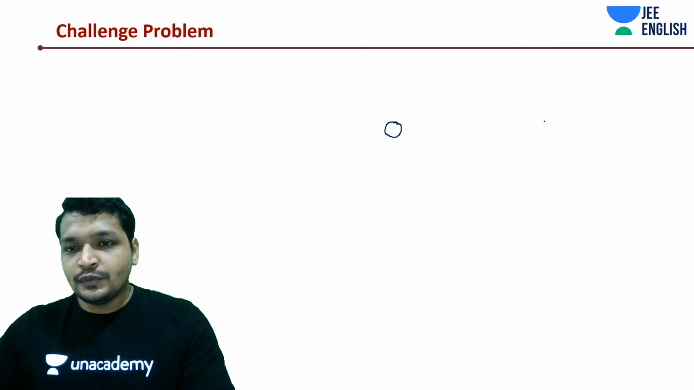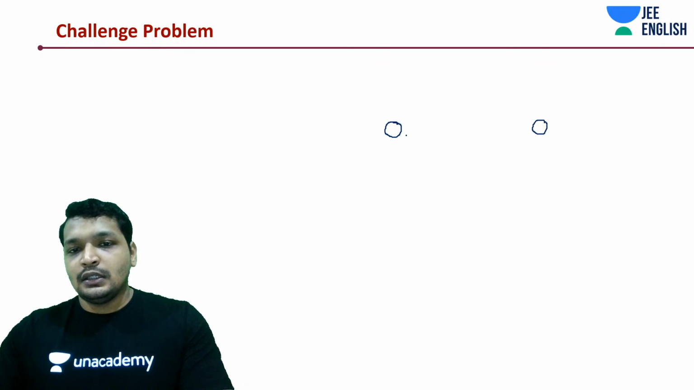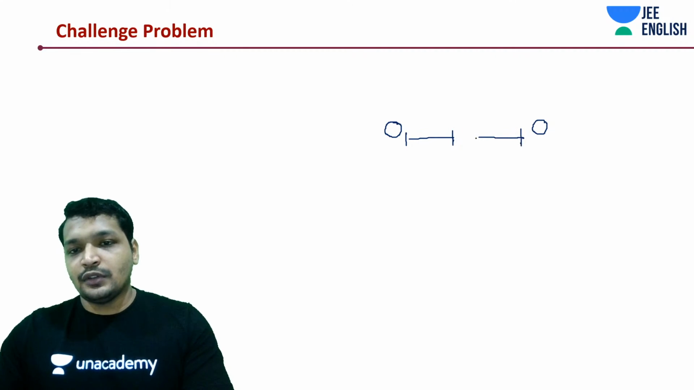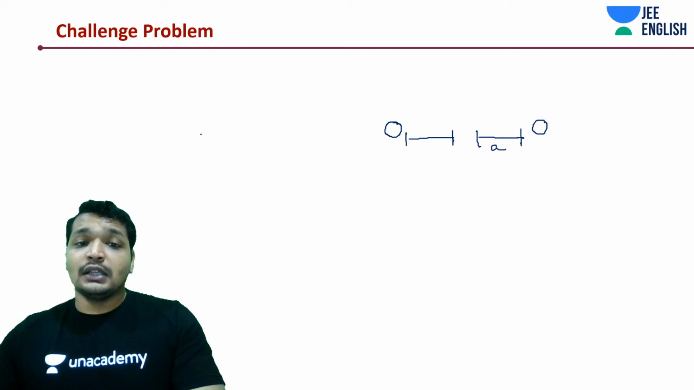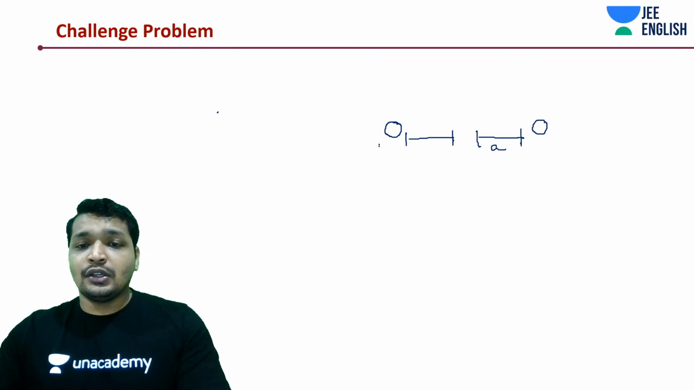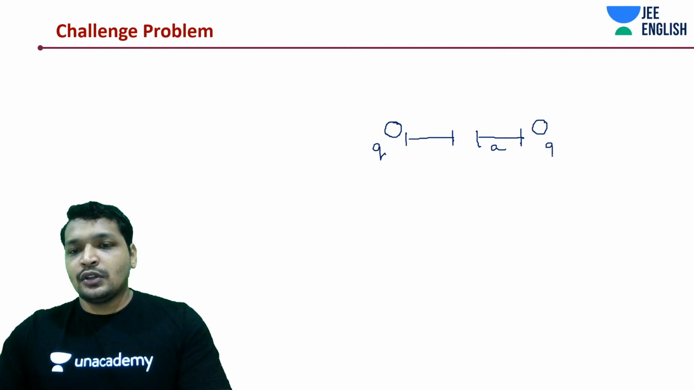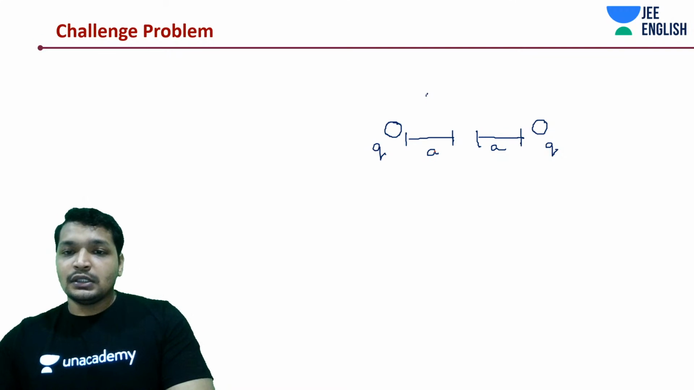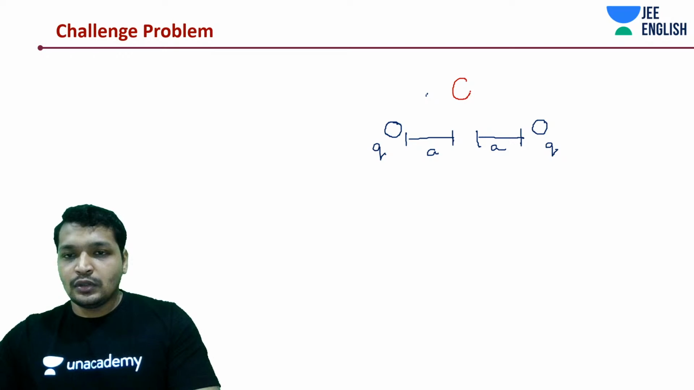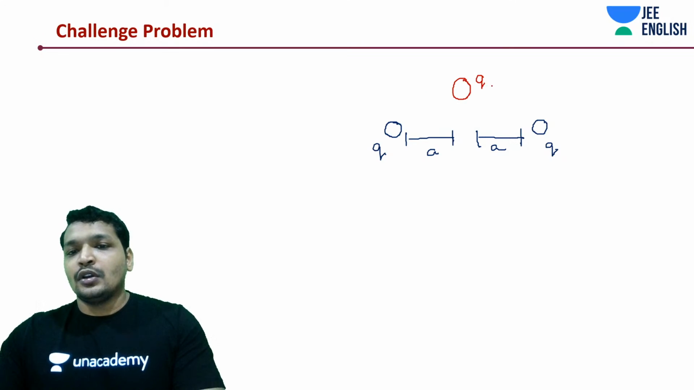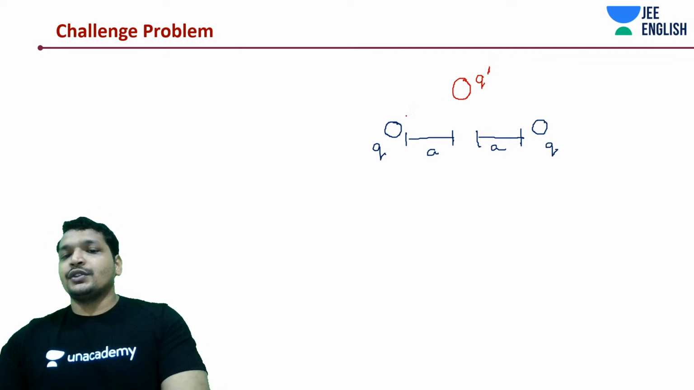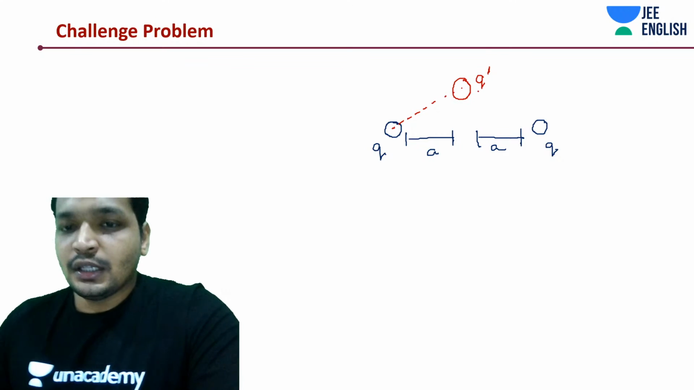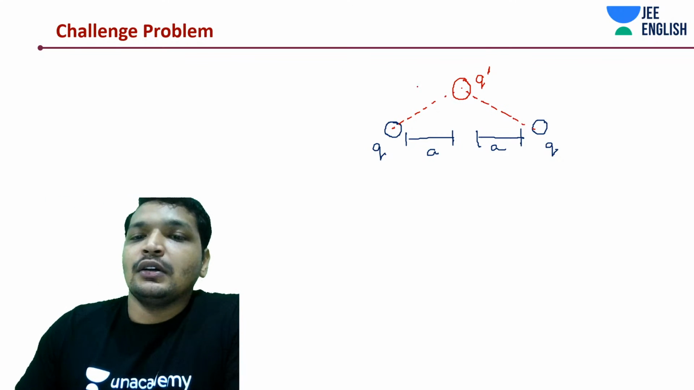So now, what has been done? There is another charge. This is Q, I guess. Q. Yes. And what about this? This is Q by 2. Okay, let's keep it as Q dash. That's not going to change anything. Now let's first of all understand one thing. The force due to this and due to this would be existing.